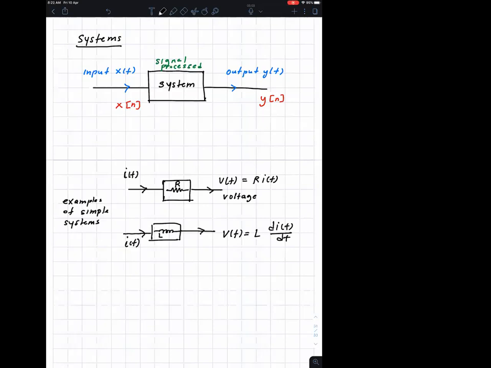Just one element systems. You guys are still around, connected? Hello? Yes, sir. Okay, thank you.